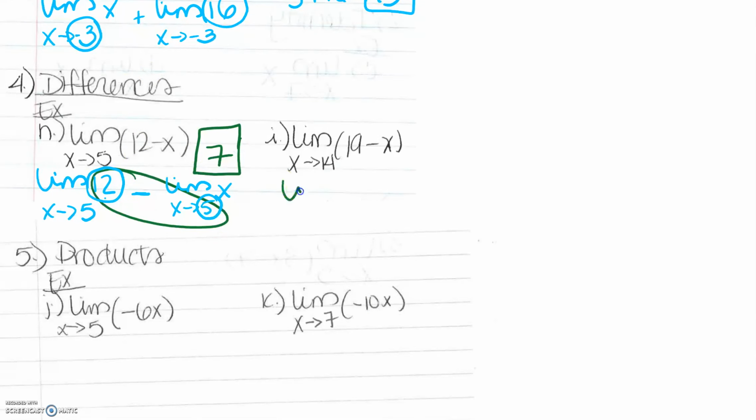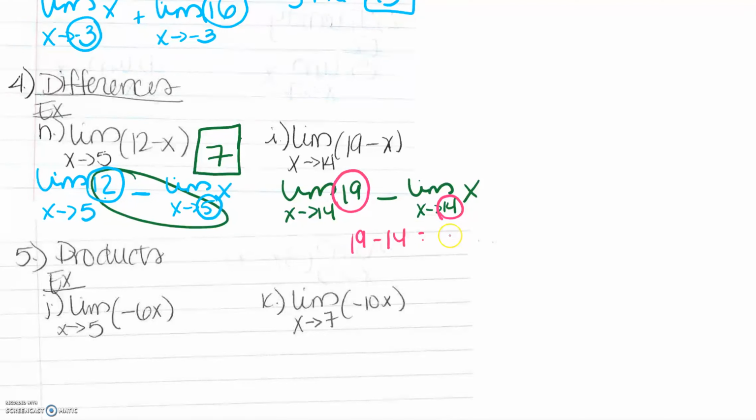Do it again. The limit of 19 as x approaches 14 minus the limit of x as x approaches 14. The limit of the constant is the constant. The limit of the identity is the limit. 19 minus 14 is 5. Okay?